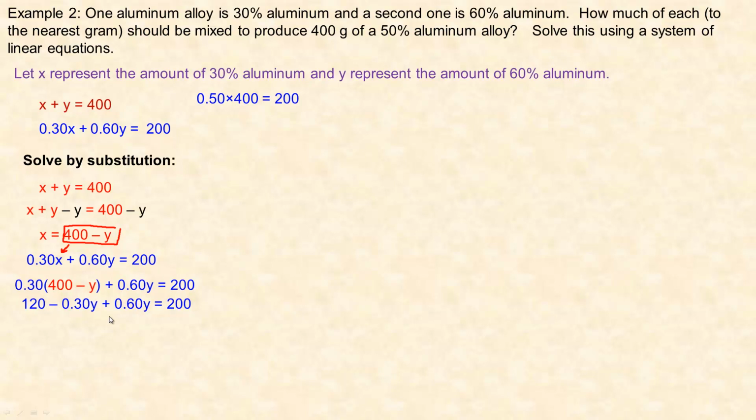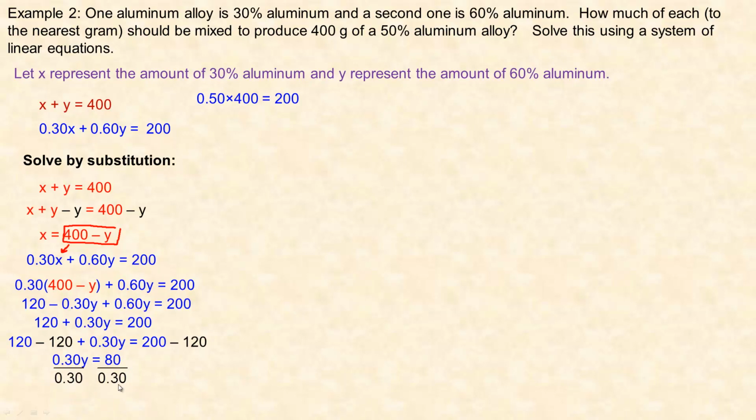So let's do some collecting like terms. These two terms add to 0.30Y. Basically, it's 0.6 minus 0.3 and then a Y at the end, plus the 120 equals 200. I'm trying to solve for Y, so I want to isolate this 0.30Y term. I want to get rid of the plus 120, so the opposite would be to subtract 120 from both sides. So 0.30Y would equal 80. To solve for Y, the 0.30 is multiplied by the Y, so we divide by 0.30 on both sides.